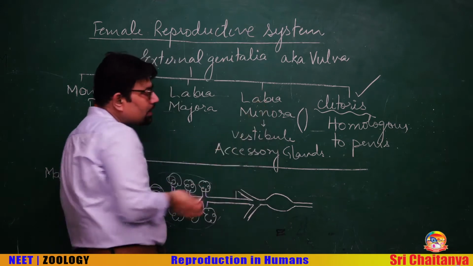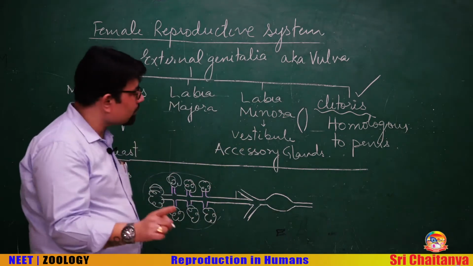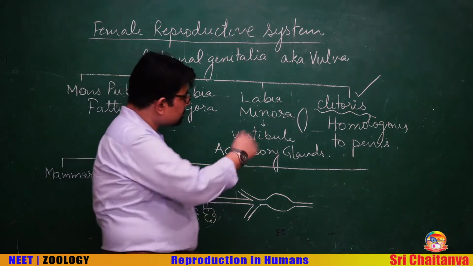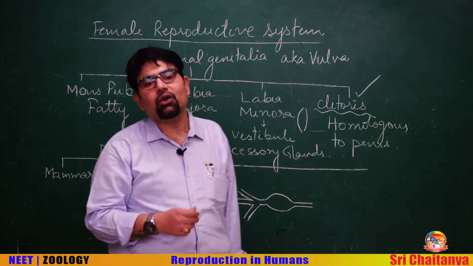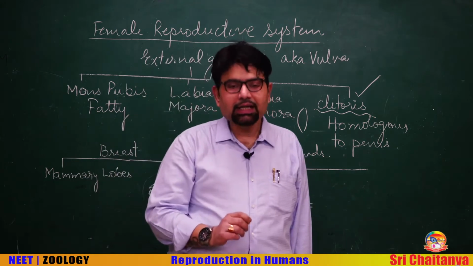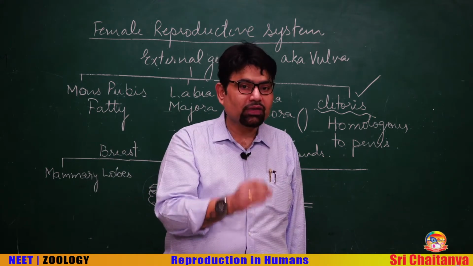So, labia minora, anterior end of labia minora. Labia minora surrounds an area which is called vestibule, and there are many glands that open in the vestibule.